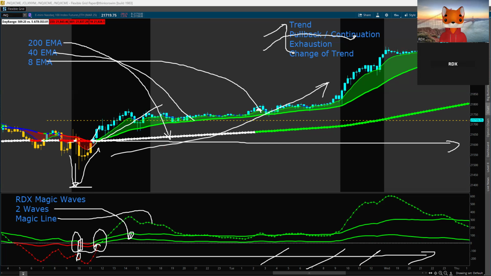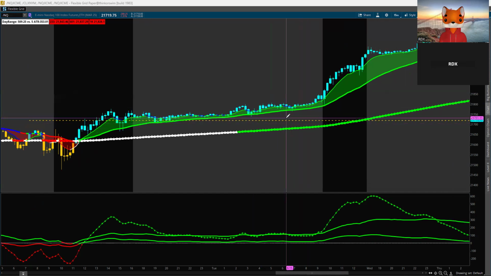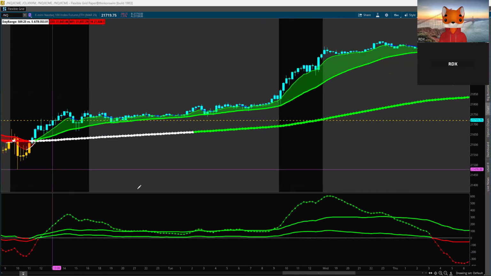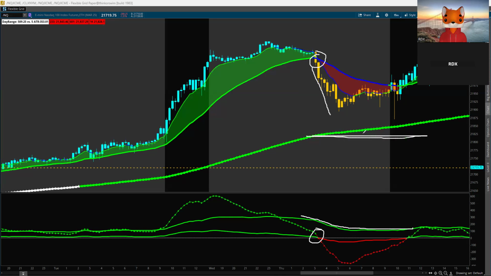Right, I'm going to remove all of these scribblings, and off we go on this journey. So you can now see that there is a bit of a change here in this pre-market time zone, and that was when the magic line and one of the waves went negative, which is when price went below the 40, and we have a kind of pullback. Why is it a pullback? Because as of now, the second wave is still green, and the price hasn't crossed the 200. So this is considered a pullback.